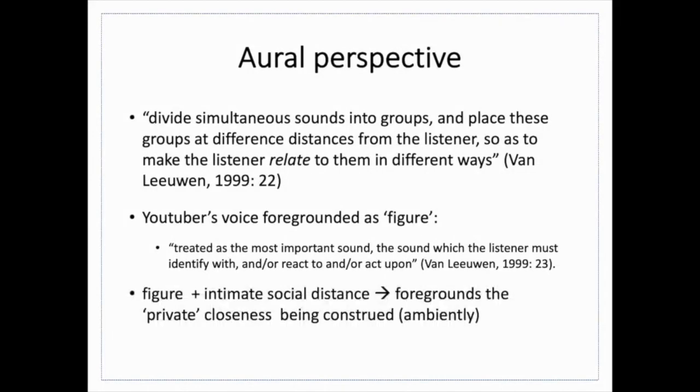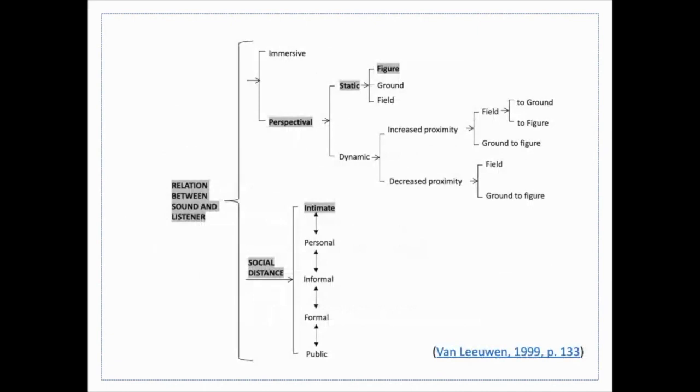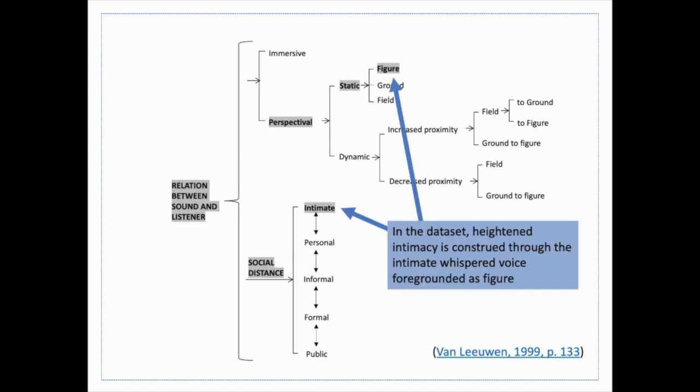So this choice tended to couple with intimate social distance, foregrounding a private closeness that's being ambiently construed. I've shown this on Van Leeuwen's network in the particular choices that were made in grey. So this system network shows these two simultaneous choices of perspectival sound, with the voice foregrounded as figure and the whispered voice construing an intimate social distance. These choices come together to generate the intimate relation between the YouTuber and the ambient audience. So in the dataset, heightened intimacy is construed through the intimate whispered voice foregrounded as figure.